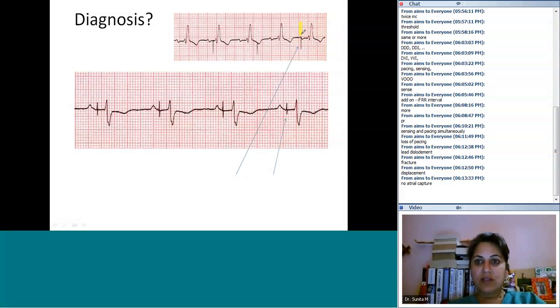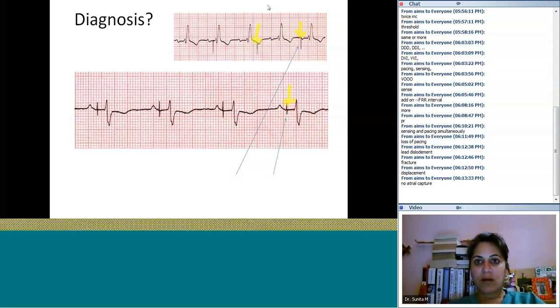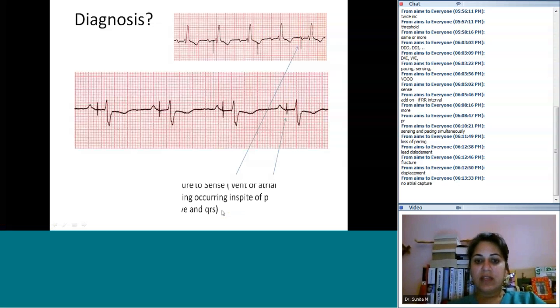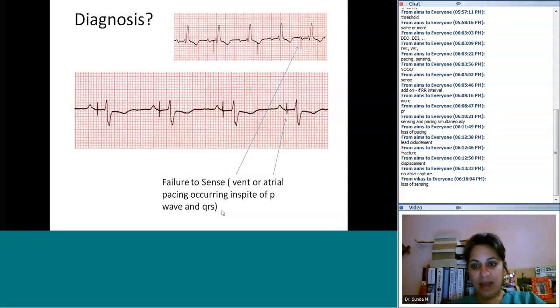So you see this one is actually, there's a P wave there, but there's also a pacing spike, right? You see here on the T there's a pacing spike. You see here after the P there's a pacing spike. So what is happening? What's wrong with this pacemaker? It is not sensing. Right, that's right, it's not sensing.